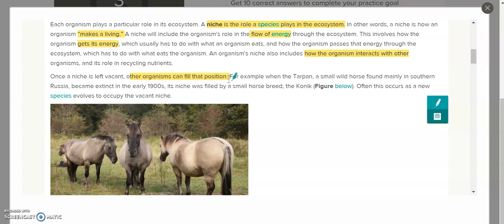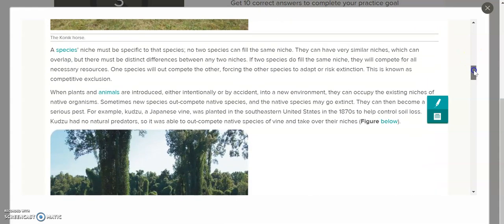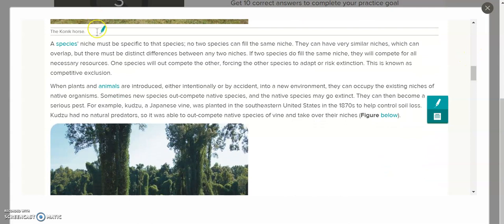So it's not the end all be all of the world, but we're going to have to adapt in our ecosystem to make sure that all of those positions are filled, just like we are adapting our ecosystem right now to stay safe. So we're going to go down here and continue to read.